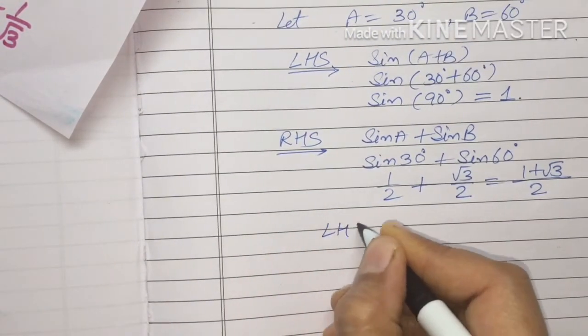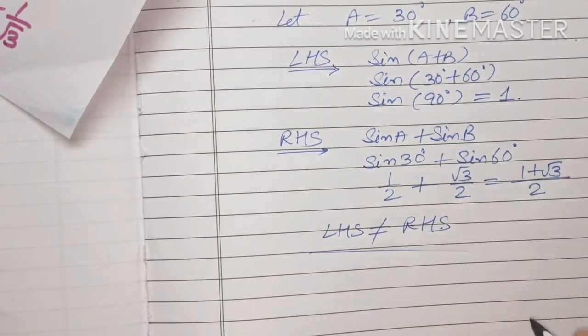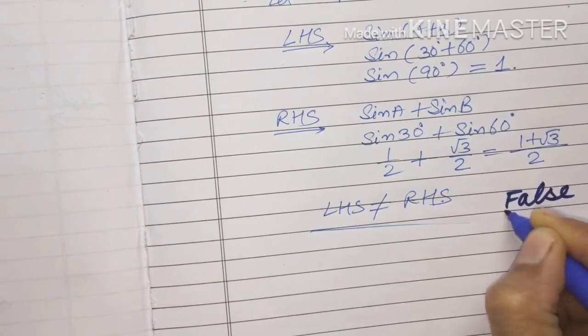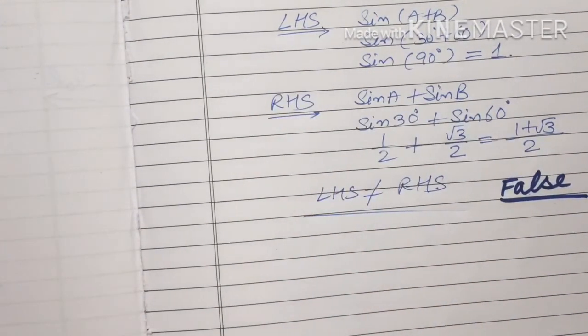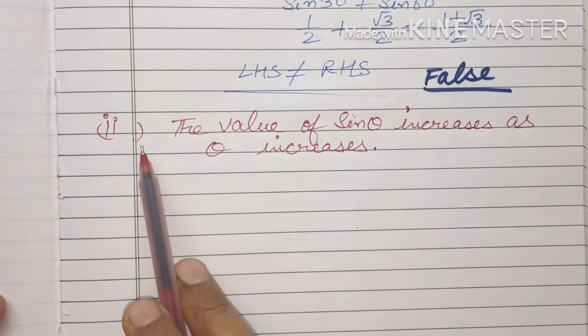These two sides are not equal. So we can write these two sides are not equal. So the first part is false. So we will write down false, and this is our justification. We took an example.